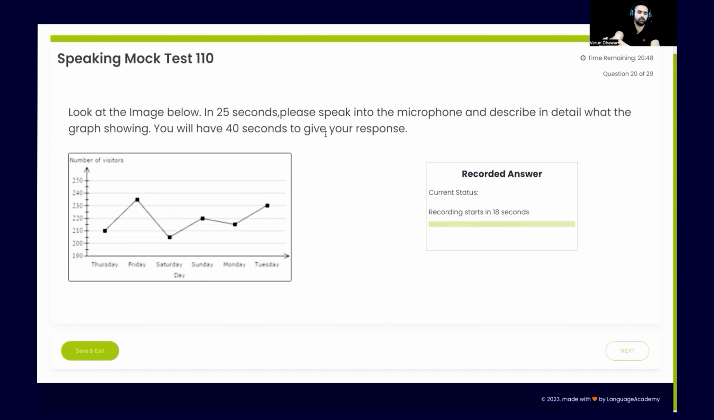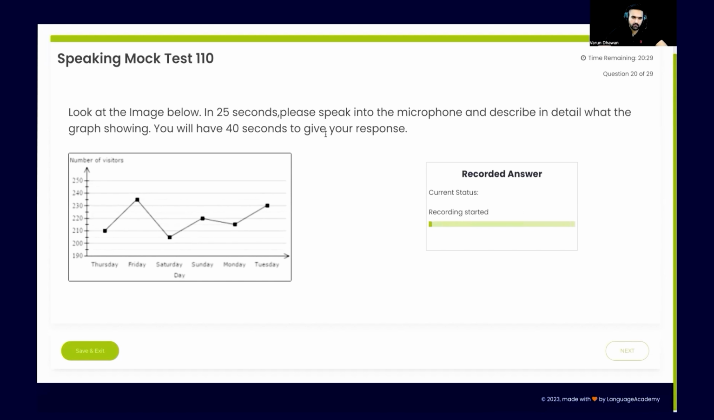The image gives information about number of visitors. It is a very beautiful image, and I have to speak for 40 seconds about this image. There are a lot of different elements in the image, which are number of visitors, Thursday, and Friday. I can also see Saturday, Sunday, and Monday. I can also see 200, 210, and 300.